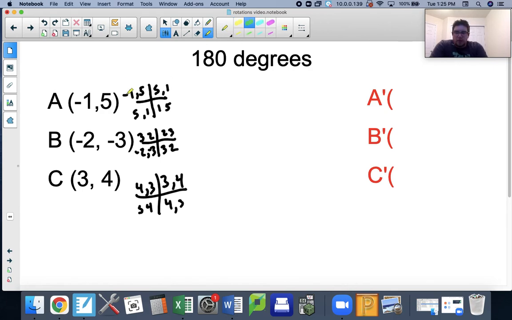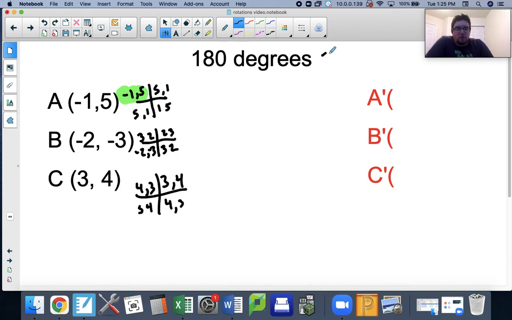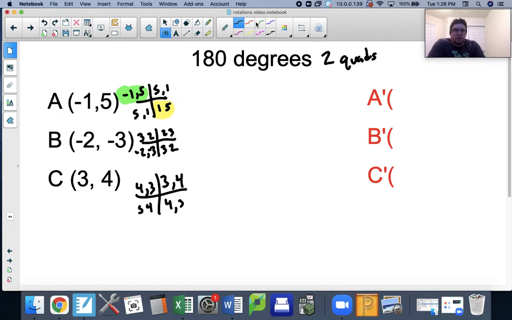All right, so A is in quadrant 2. I want to rotate it 180 degrees. So that is 2 quadrants worth of motion. So it's going to go from 2 to 1. It's going to end up right here in 4. So that tells me that my coordinate point's 1, 5, quadrant 4, where the y's are negative.